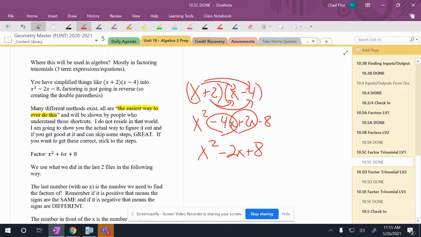Depending on who taught you how to do that, maybe whether it was a FOIL or a box method or whatever, if you had me, we just distribute things, okay? So this is distribution in this direction, all right? No matter what people call it, they call it FOIL, they call it something foolish, it's still distribution. Going in this direction is factoring.